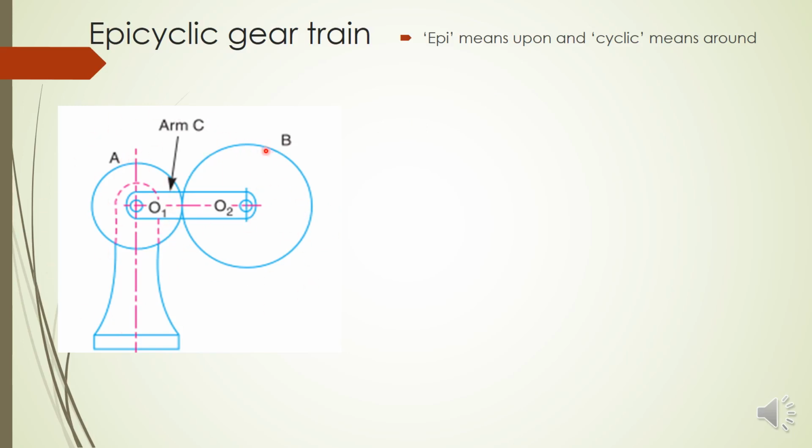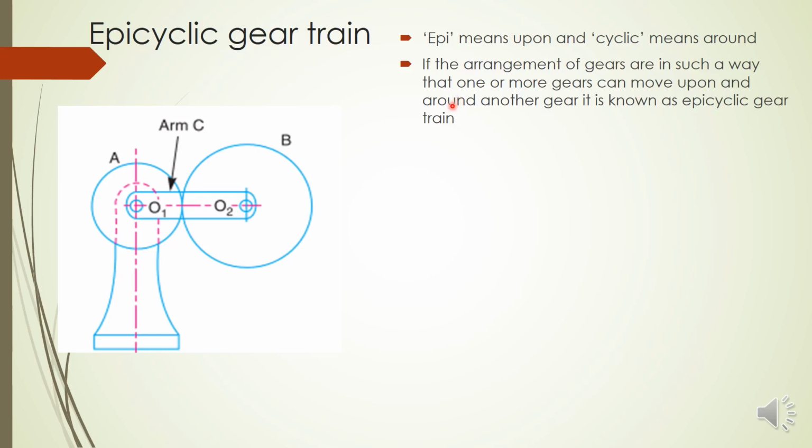So you can see in this figure, gear B will not only rotate in its position, but it can also move around gear A. Such a gear train is known as an epicyclic gear train. In an epicyclic gear train, the gears are arranged in such a way that one or more gears can move upon and around another gear. If any one gear can move around another gear, it is known as an epicyclic gear train.